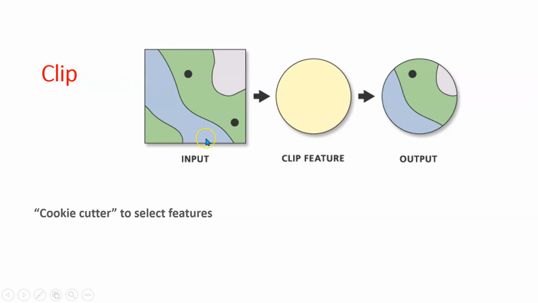So if we were talking about the example of cities in the United States, the input would be the cities in the United States. The clip feature would be the polygon that represents California. And then as a result of clip, you would have cities only within California. So everything outside of the clip feature would be discarded.